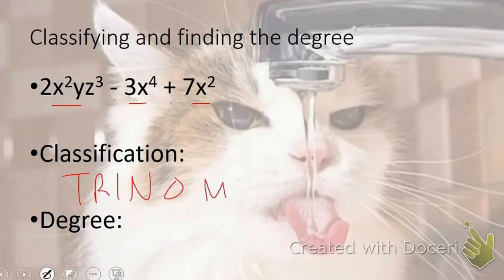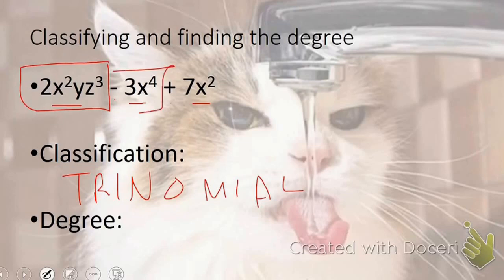You guys have been pretty good about that, so I don't know if that's how much you need to study, but degree, some people still are kind of mixing it up. So if you're finding the degree of a whole polynomial, you have to look at each individual monomial. So I'm going to break these into 3 separate monomials. And to find the degree of each monomial, we need to add up all the exponents of the variables.